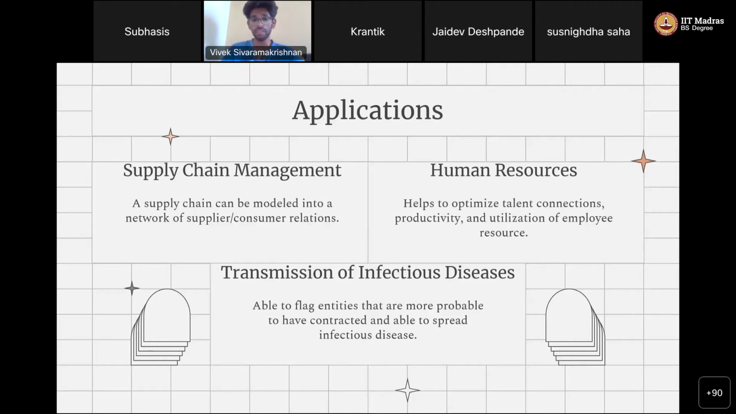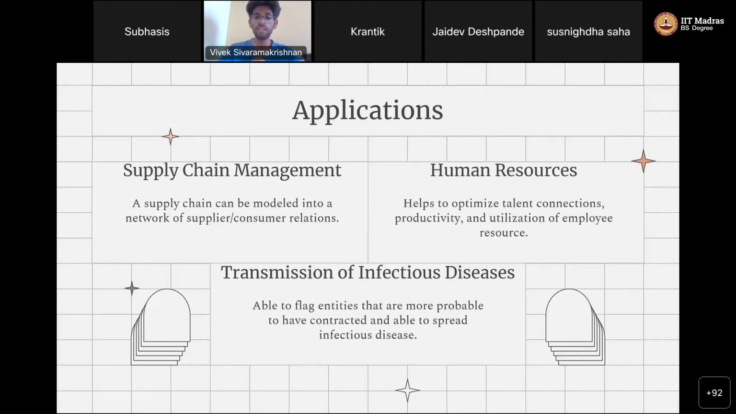The second application is human resources. Human resource management often strives to identify critical resources and understand the contribution to the organizational flow, collaboration, participation, and also information flow. By using social network analysis, an organization can optimize the talent connections, productivity, and utilization. It will also help identify the reach of an individual, identify accelerators of growth, and poorly connected resources, and decide whom to give more opportunity.